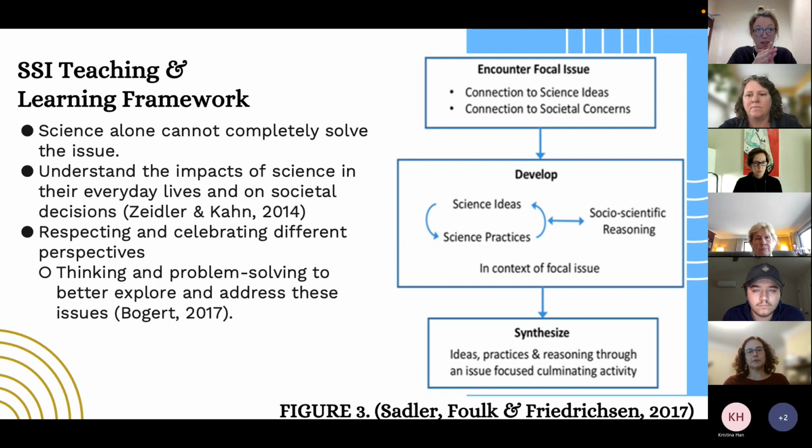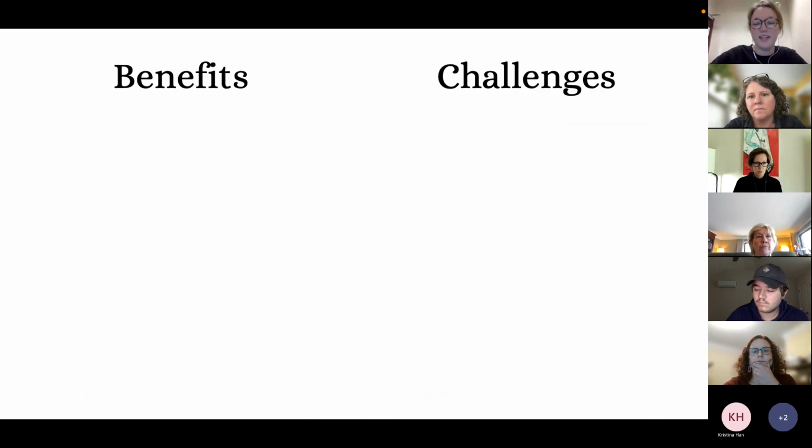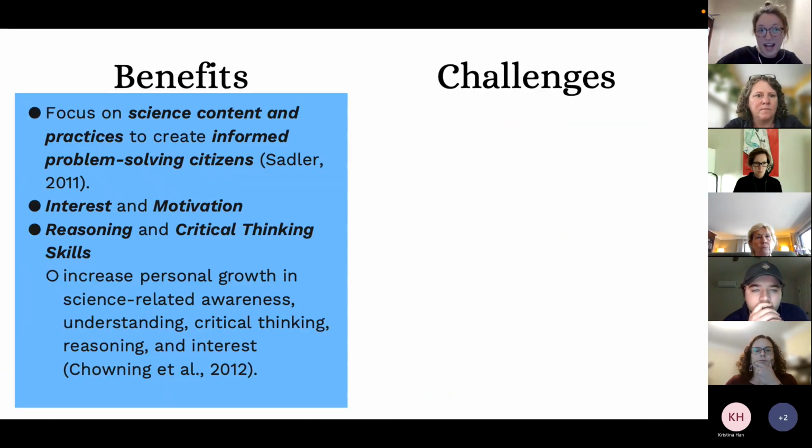The main thing about SSI is that science alone cannot solve these issues. And so with this, students can start to see how science impacts their everyday life and their societal decisions. Also, it allows students to see different perspectives and start respecting them, because you're going to have interesting conversations when it comes to controversial issues. And so that's just another route to help build their thinking and problem solving, to potentially address these issues and have those conversations.